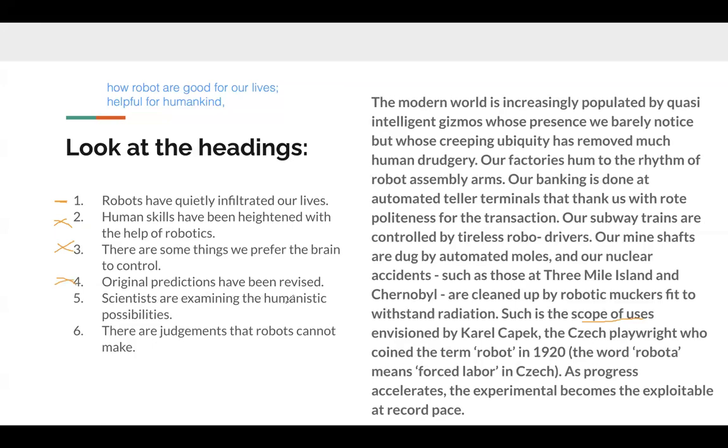Scientists are examining humanistic possibilities. Did we talk about humanistic possibilities here? Most of the data is about how robots are good for our lives or helpful for humankind. So again, nothing about humanistic possibilities was discussed. There are judgments that robots cannot make. So far, we've only talked good about robots. Nothing that cannot be done by robots has been discussed. So we only have the first, and this is our answer, right? Great job. So we have done the first one.